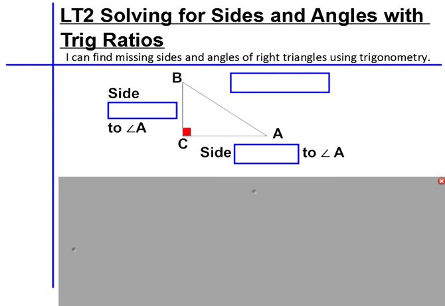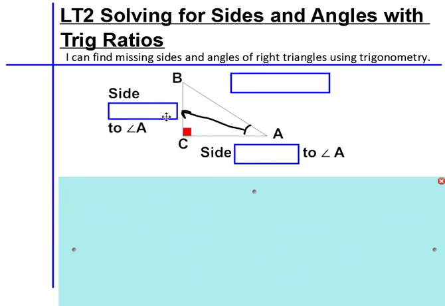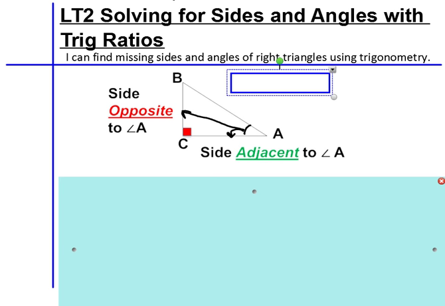There are some important names for the sides of triangles when they're right. If we are focusing our attention on this first triangle and focusing on angle A, we refer to the side across from angle A as opposite. The side that is directly next to angle A, which is AC, is referred to as adjacent. And of course, the longest side of a right triangle is always called the hypotenuse.